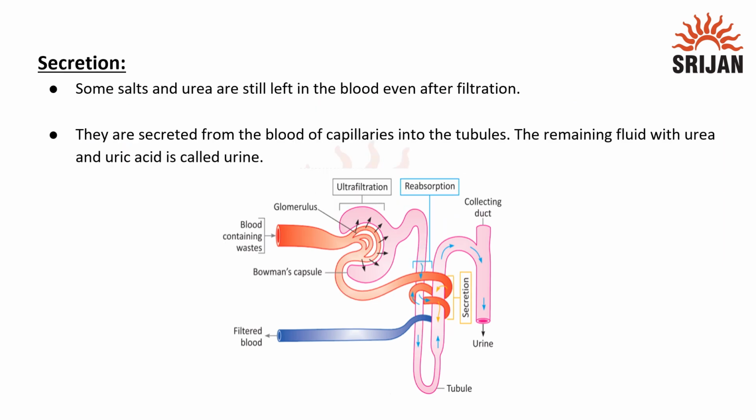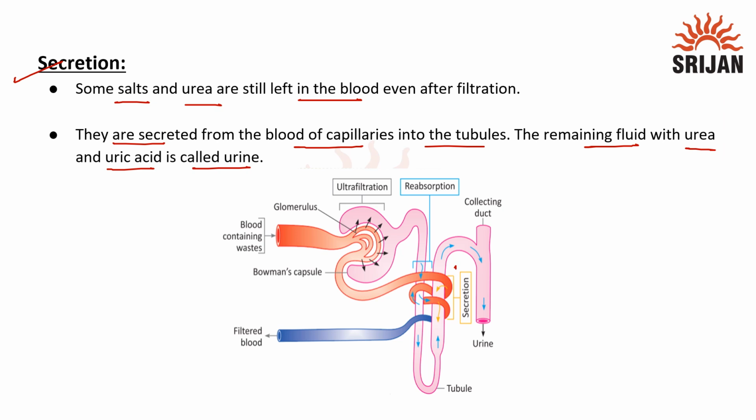The next process is secretion. Even after ultrafiltration, some salt and urea are still left in the blood, which need to be removed from the blood. So now they are secreted from the blood of the capillaries into the tubules, and the remaining fluid with urea and uric acid is now called urine.